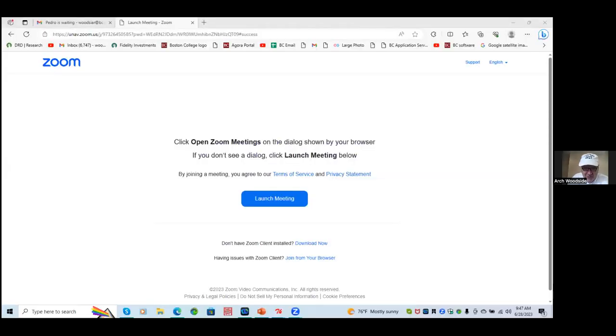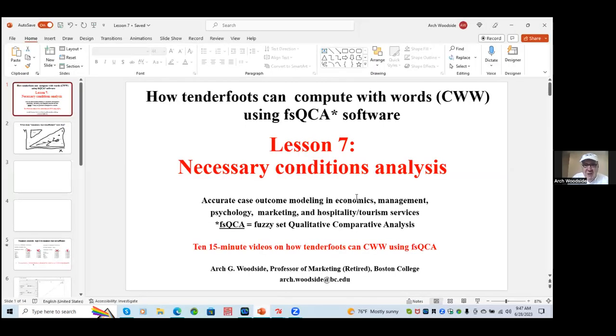necessary analysis. When you submit a paper, reviewers who are familiar with fsQCA typically want to take a look at a table on your necessary analysis. So I'd like to show you how to do that today. Let's go through a couple of slides on this. So, necessary conditions analysis, all right?